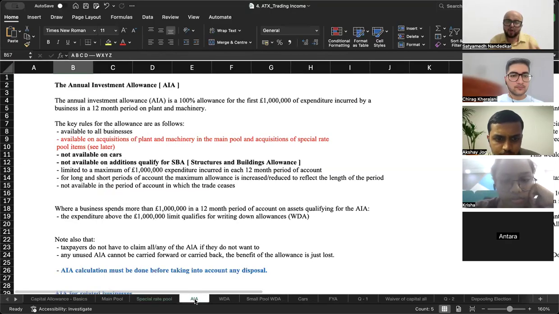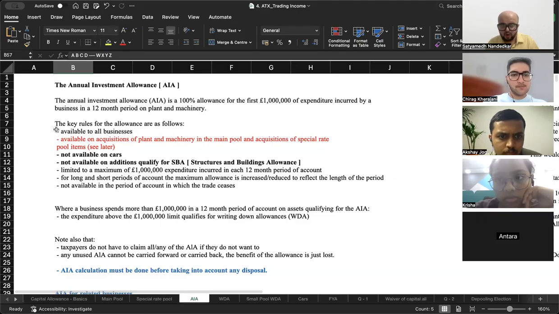Now, in order to promote more and more investment in capital assets for infrastructure purpose, the UK tax authorities give you something that is known as an annual investment allowance. What is annual investment allowance? This is for the first 10 lakh of expenditure incurred by a business on plant and machinery, you are allowed to subtract 10 lakh. For example, the total expenditure incurred is 12 lakh. From 12 lakh, you are allowed to subtract 10 lakh in the year in which the investment is made.